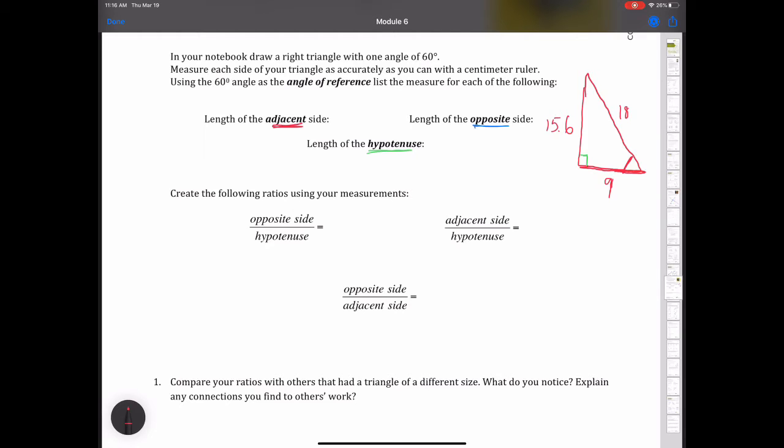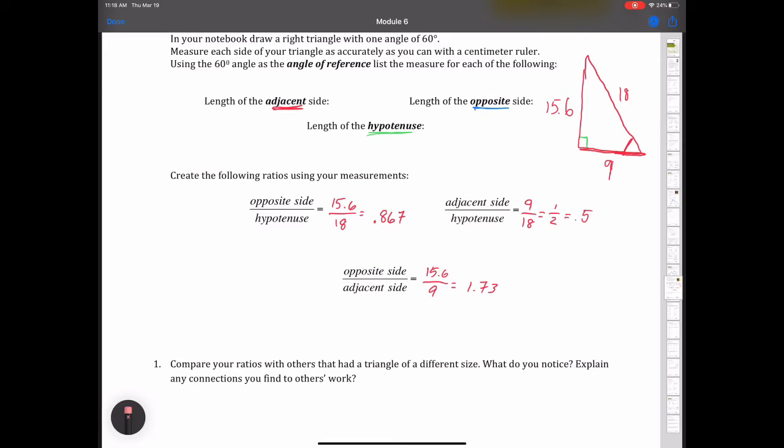So what I'm going to do is create some ratios here, and I encourage you to do the same. When it says opposite side here, remember that's the longer side. It's the side that does not touch the angle of reference right now. The hypotenuse is always the longest side, and the adjacent side is the side that does touch the angle. So go ahead and make those measurements and ratios. I'll do the same, and go ahead and divide them out when you're done.